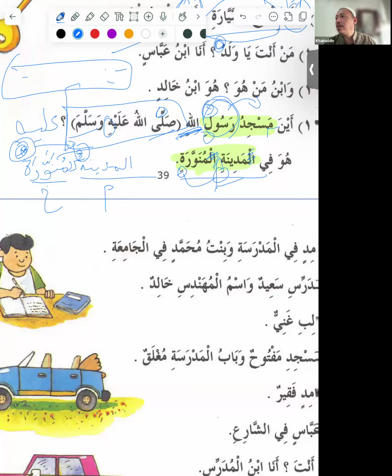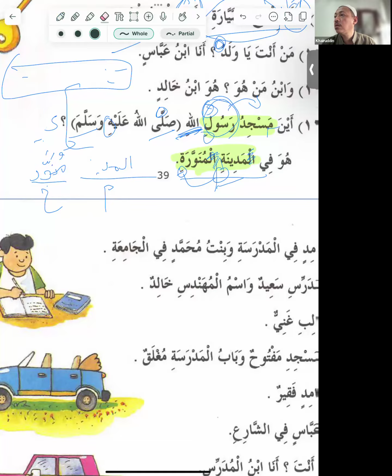This one, if we were to go back to this form, al-Madinatu munawwaratun, this is a complete sentence. But this is not, this is just a phrase. It means the enlightened city. Okay, wa fil madinatil munawwarati. Okay, right?